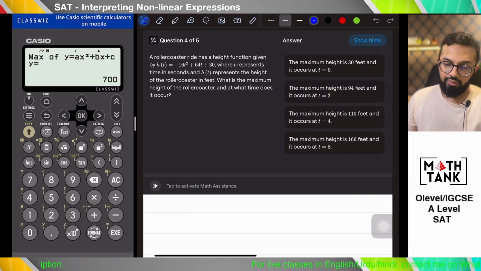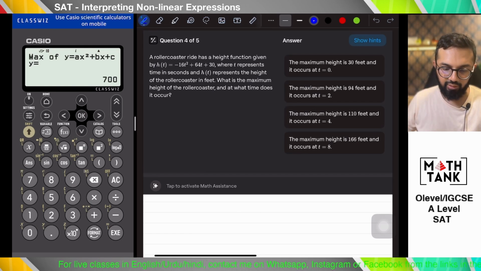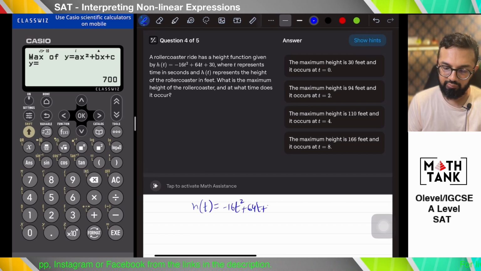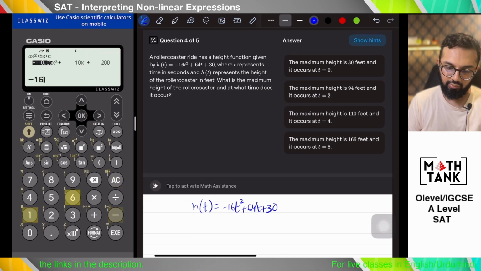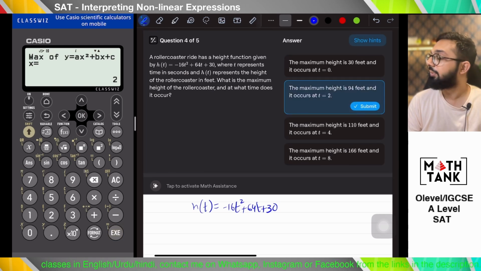Then it says the roller coaster has a height given by the function, which represents the height of the roller coaster. What is the maximum height of the roller coaster and at what time does it occur? So maximum. It occurs at 2.